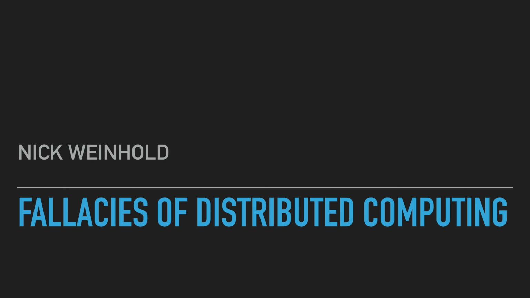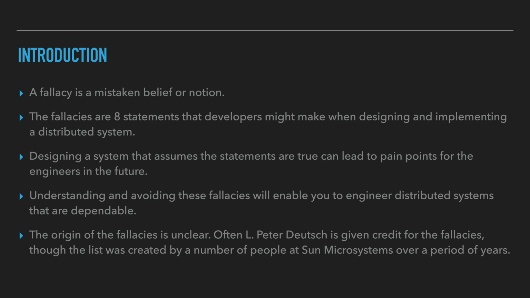By avoiding these fallacies, we can develop systems that are robust and dependable. Just a quick introduction before I delve into the 8 fallacies. Let's just start with a definition. A fallacy is a mistaken belief. It's an idea or belief that is misleading or false.